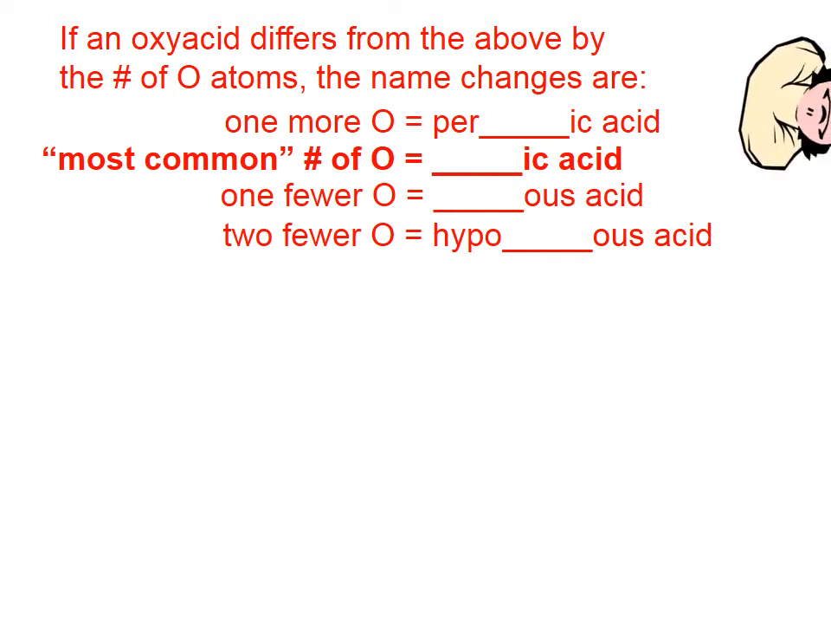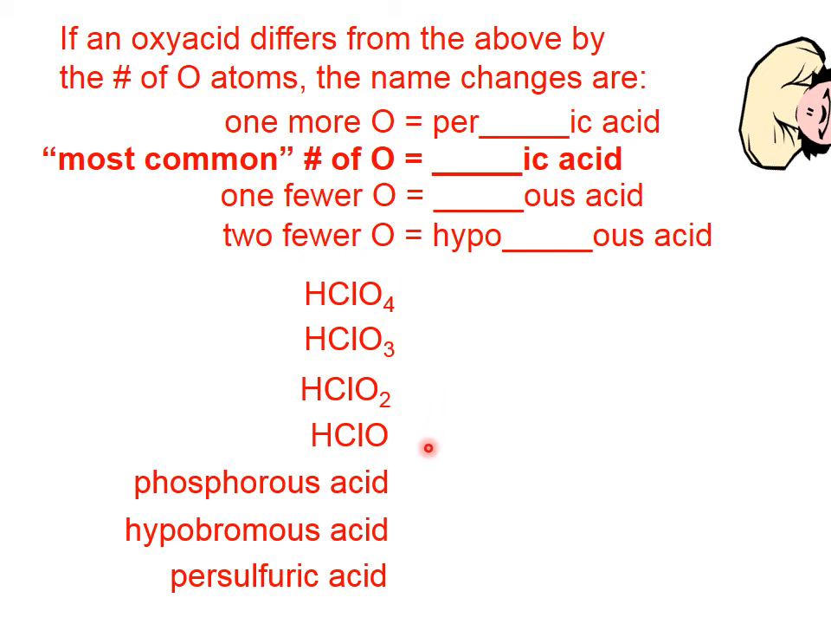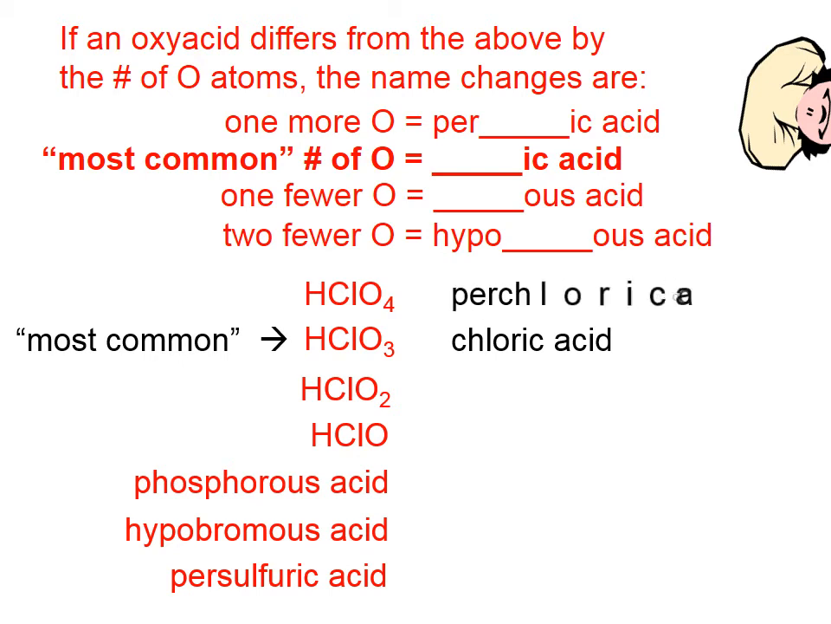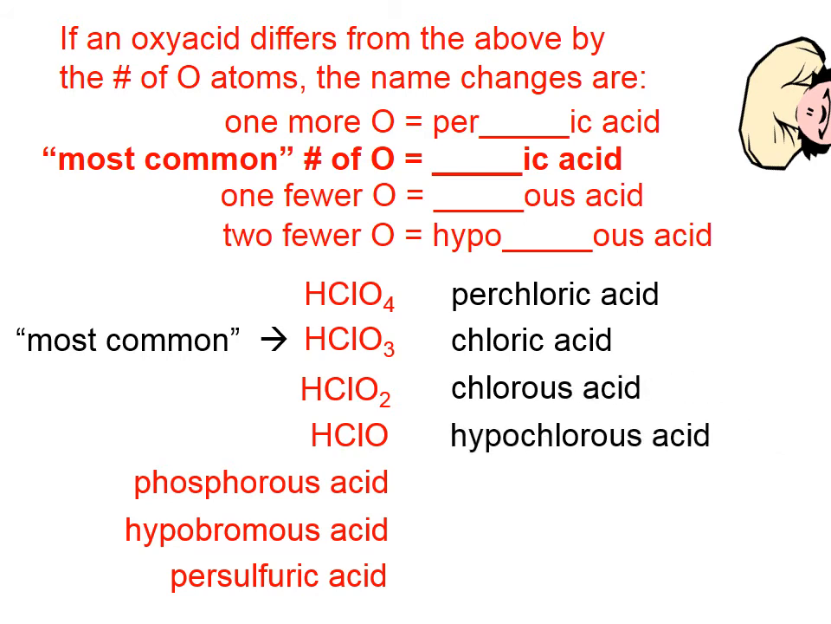Let's try some examples. Of these first four, which is the most common form of the oxyanion? And if you suggest that that would be this one, the second one down, you are correct. That is chloric acid. If our acid has one more O, according to the naming conventions at the top of the screen, that one's going to be called perchloric acid. If we're one oxygen short, chlorous acid, and if we're two oxygens short, hypochlorous acid. Let's try the next one.